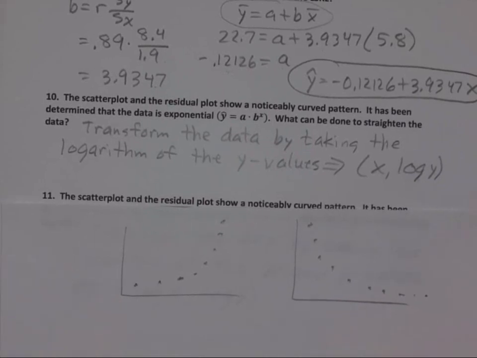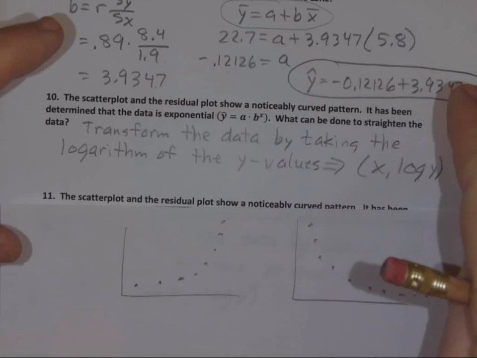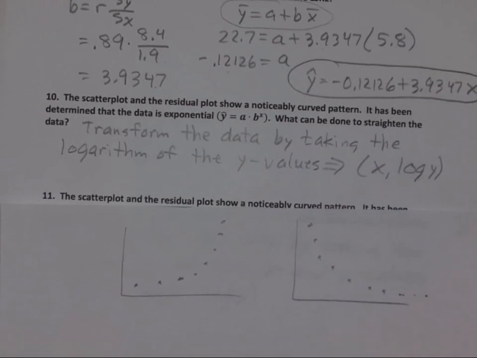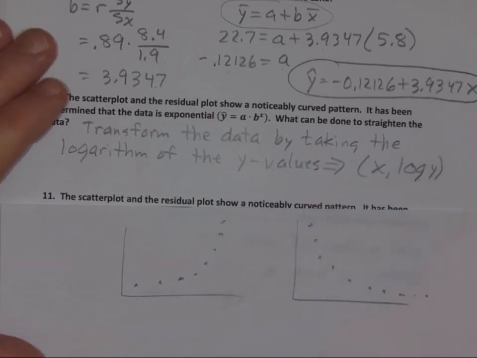And by straightening the data, we can do all this linear regression stuff that we've just talked about in this video previously. Okay, we can do all that stuff. And then we can make the equation of the least squares regression line and everything.